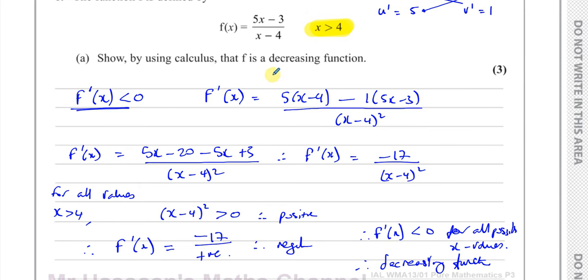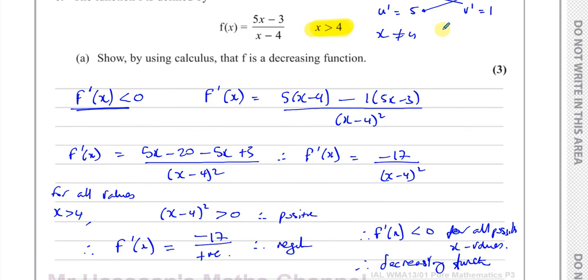Sometimes they might have a question that says find the values of x for which a function is decreasing. Then you'd have to solve an inequality like this. You have to find the gradient function and then set that to less than 0 and solve the inequality to find the values of x for which it is decreasing. Here they're telling us to show that it is a decreasing function, meaning for all values of x. And even if it didn't have this condition, if the condition was just x can't equal 4, this would also be a function which is decreasing.